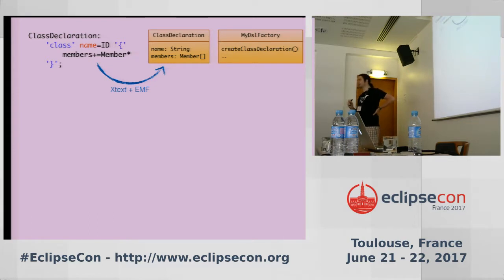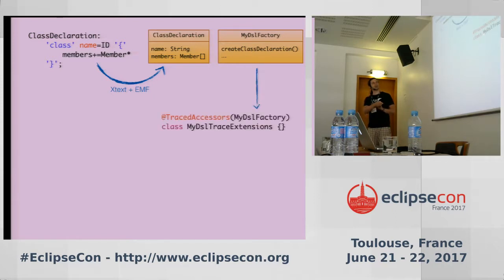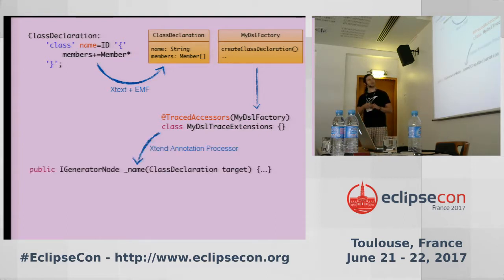So now all you have to do to get these traced property extension methods is write a new class, let's call it myDSL trace extensions, add an annotation called traced accessors to it, and feed the factory class of your meta model as a parameter to that annotation. This is an active annotation that will inspect this factory through Java reflection and will generate extension methods for all of the properties of your meta model, like, for example, _name for a given class declaration. And this is exactly what we have used in our example on the previous slide.